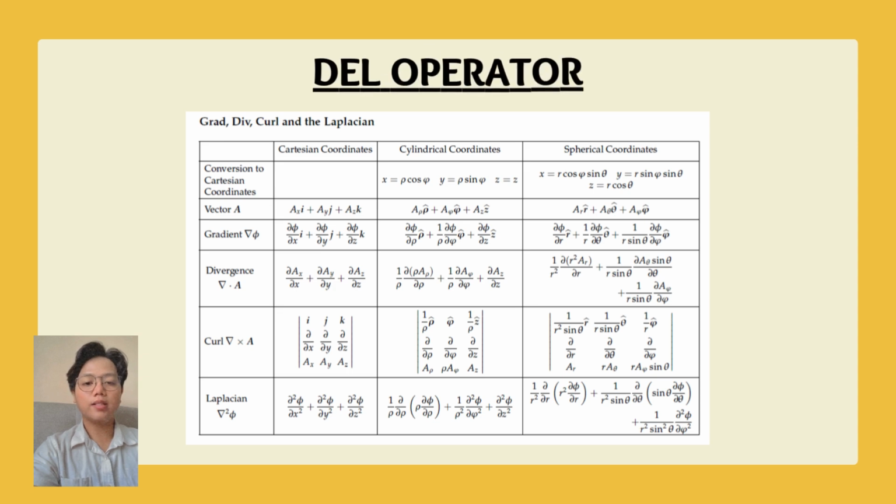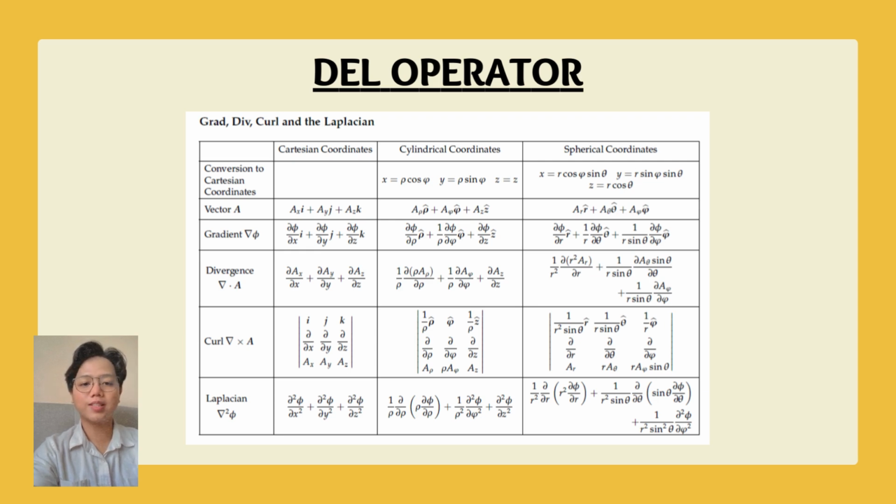The next slide is the del operator, which represents operations like gradient, divergence, and also curl, which describe how a field changes in space. The gradient is applied to a scalar field, divergence is applied to a vector field, and curl is applied to a vector field to measure rotation of the field. This is the required formula that we can use in those 3 systems, which are the Cartesian, cylindrical, and also spherical coordinates.